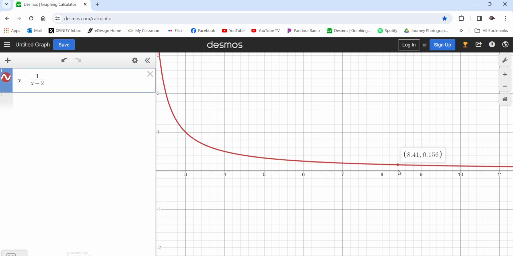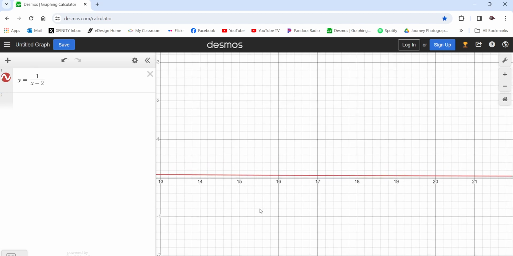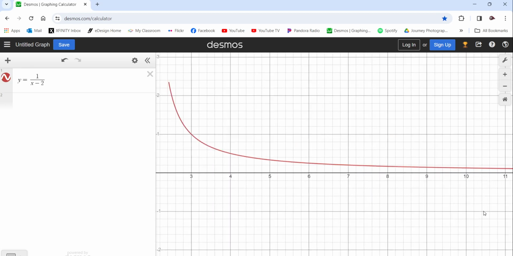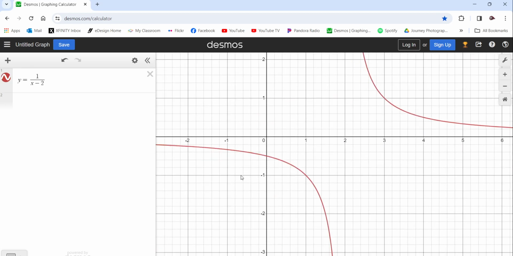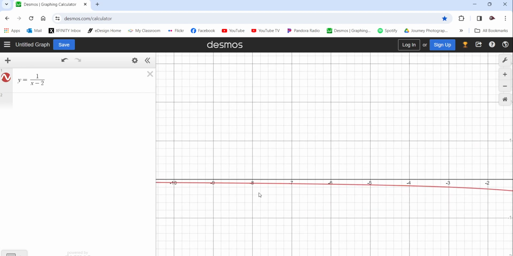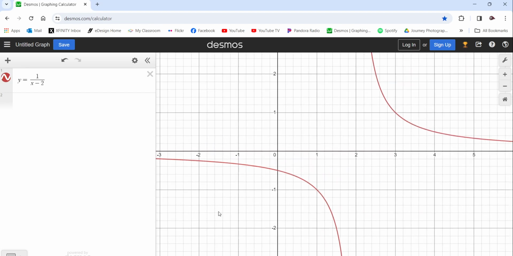Look, this gets really, really close to the x-axis, doesn't it? Everybody see that? It gets really close to the x-axis. And this one gets really close. Let me make sure I'm doing this right. Yep. This one gets really, really close to the x-axis. But is it ever going to touch? No.